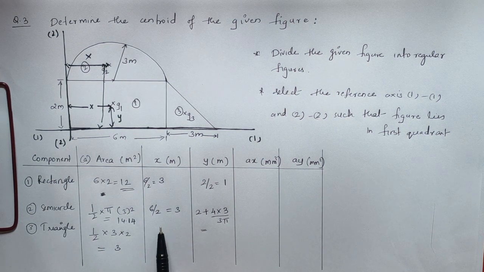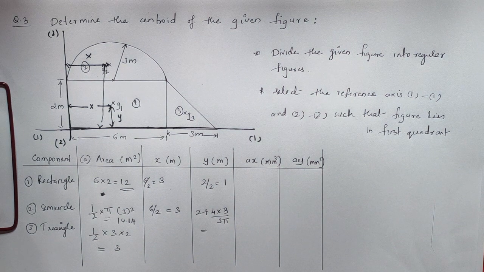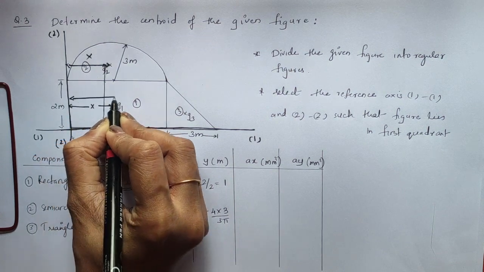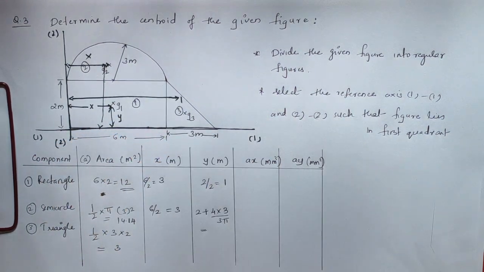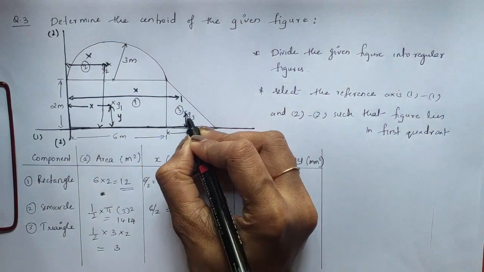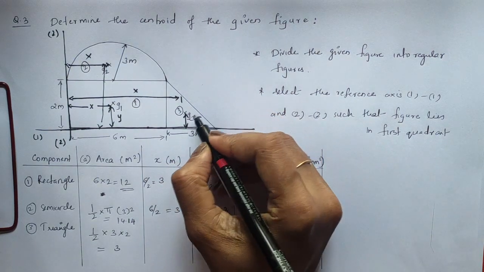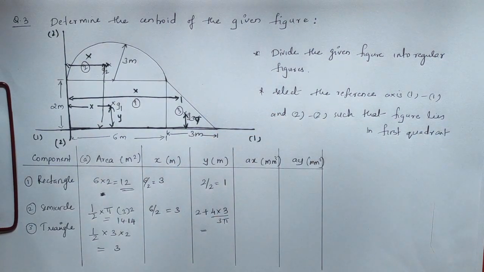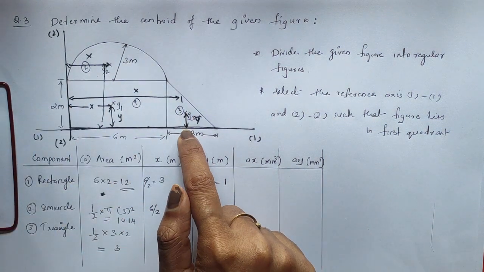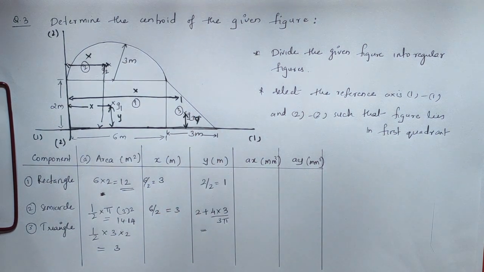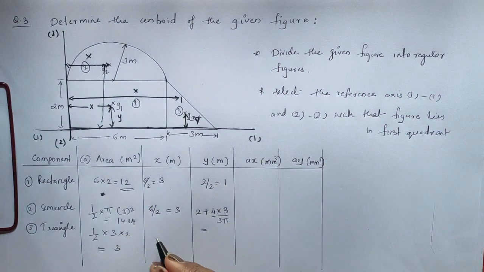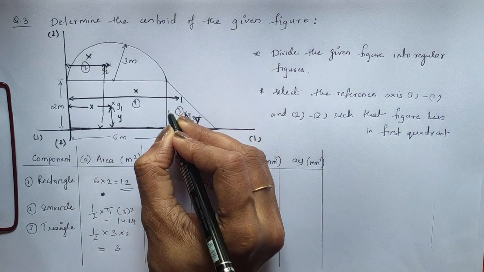Sorry, triangle. So for the triangle, when you are taking the x distance, it is obviously the longest distance from this y axis till the centroid, till G3. That will be the x distance for the triangle, and the y distance is this. This is the y bar. So x distance is from this y axis till G3, and y distance is from this x axis till G3. So x distance, I'll write, is total 6 meter plus this small distance. So I can write 6 plus this small distance.